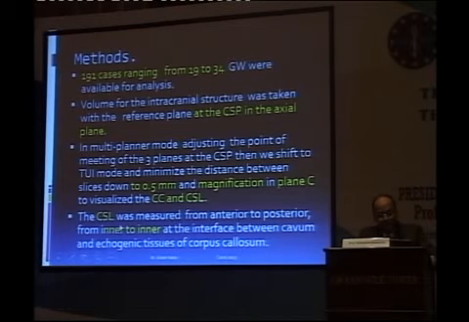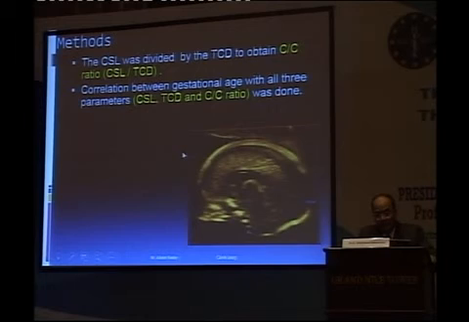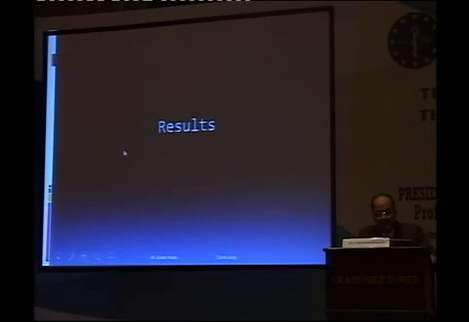The cavum septum length was measured from anterior to posterior, from inner to inner, and also the maximum transverse diameter of the cerebellum was measured, and then we calculate the ratio. As you will see, this is the cavum septum length, and this is the cerebellum maximum transverse diameter, and we divide both together.